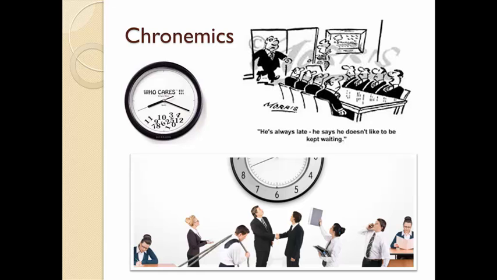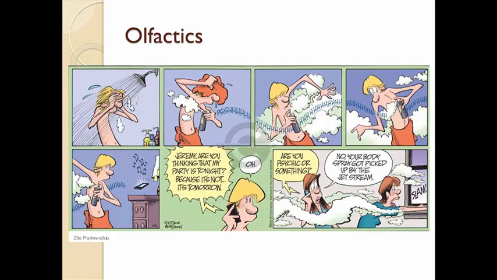So chronemics is your use of time and how people interpret it. And olfactics. Olfactics, I can't help but think of teenage boys wearing Axe, and so the very, very strong smells.